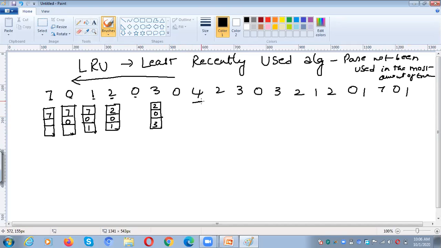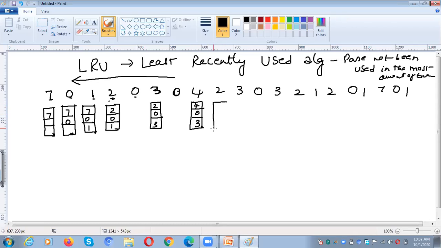So 0. 0 is already there, no page fault. And then coming to 4. So 4th page is not available and the free frame is also not available. 0 I referred just now and 3 I referred, then 2 prior to 3. So I need to replace it with 2.